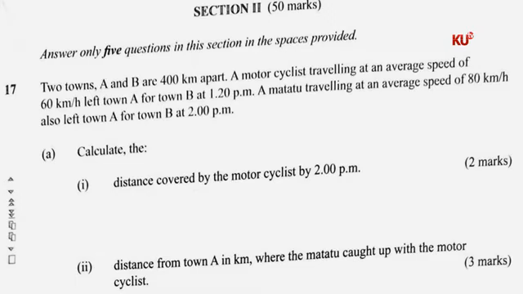Let's see what the question is demanding from us in order to get it right. So, two towns, A and B, are 400 kilometers apart. A motorcyclist traveled at an average speed of 60 kilometers per hour from town A to town B at 1:20 p.m. A matatu traveling at an average speed of 80 kilometers per hour also left town A for B at 2 p.m. So you just have to give your sketch. So you have the two towns. This is town A, the end here is town B. A motorcyclist traveling at an average speed of 60 kilometers per hour. So we have this cyclist here.